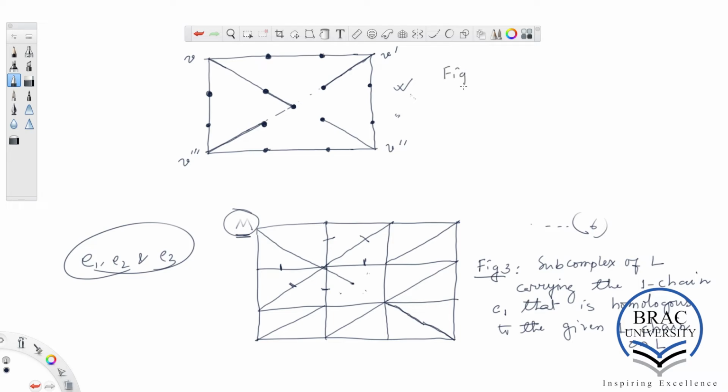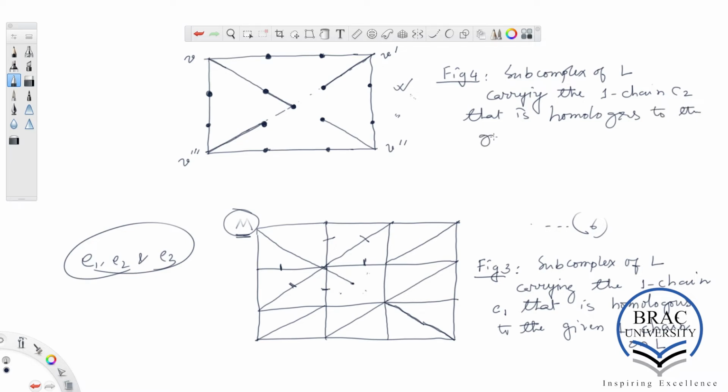So let me put the caption here of this figure: subcomplex of L carrying the one chain C2 that is homologous to the given one chain C on L.